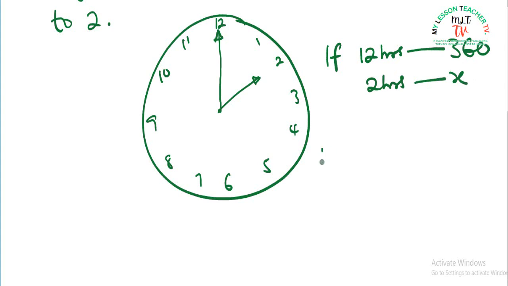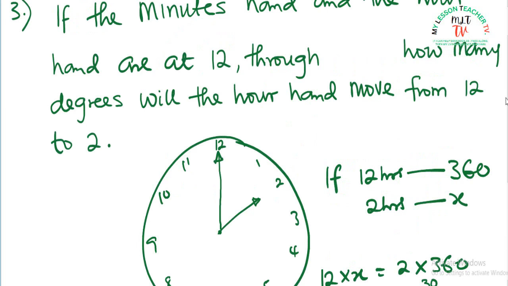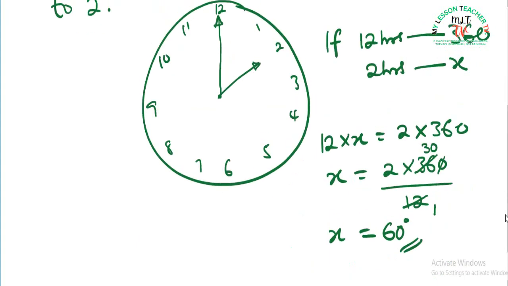Now you simplify and get your equivalence. That is to say, I'm going to cross multiply. That is 12 times x will be equal to 2 times 360. So what will be x? x is equal to 2 times 360 all divided by 12. 12 into 36 is 3 times, into 0 is 0. So 2 times 30 is 60 degrees. That is to say that the hour hand is going to move 60 degrees in order to move from 12 to 2. So this is your answer.